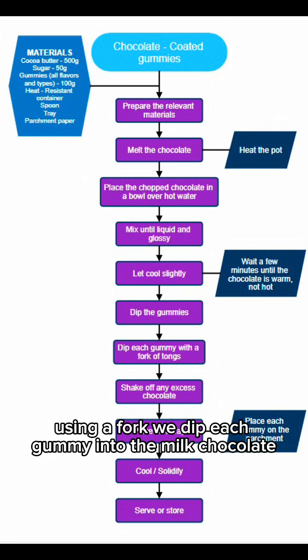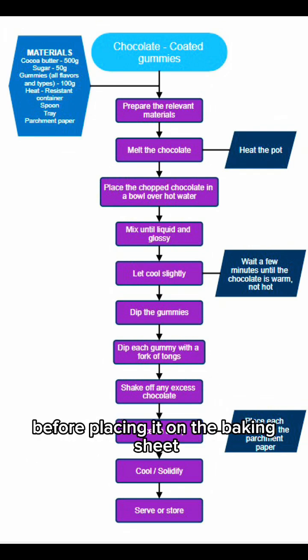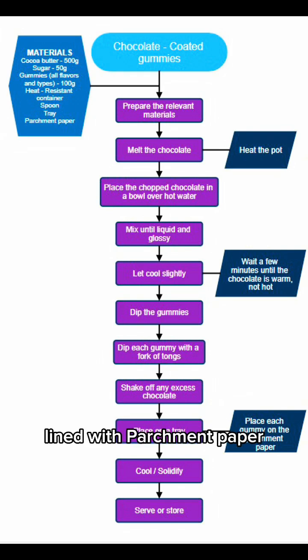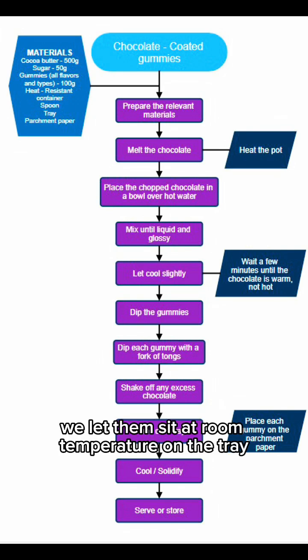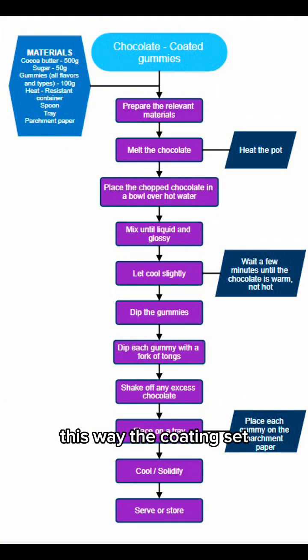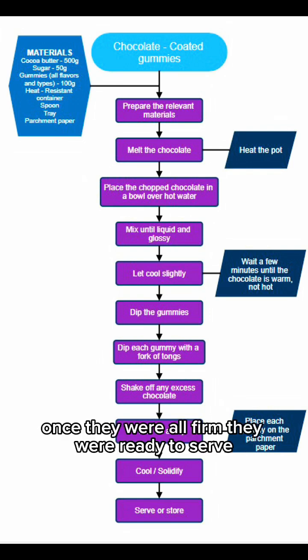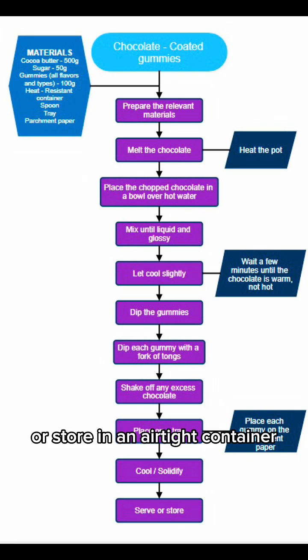We dip each gummy into the milk chocolate, making sure it was well coated and removing any excess before placing it on the baking sheet, lined with parchment paper. We let them sit at room temperature on the tray until the chocolate solidified on its own. This way, the coating set without needing any additional refrigeration, and we watched the chocolate harden gradually. Once they were all firm, they were ready to serve or store in an airtight container.